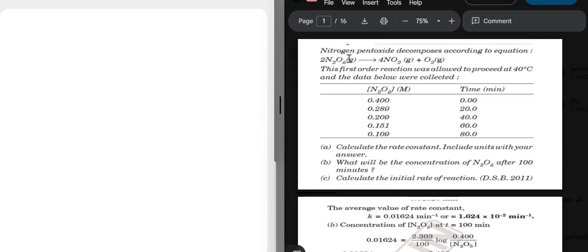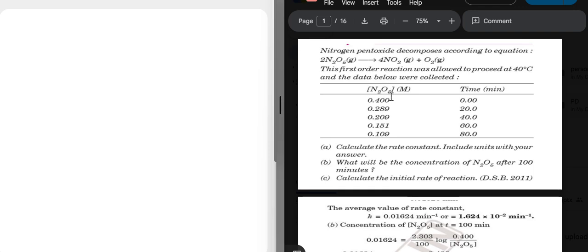Okay, first look at this question. Nitrogen pentoxide decomposes according to this given equation. It's a first order reaction. Temperature is given as 40 degree and data below are collected. At 0 time, concentration, see here, N2O5 square bracket.